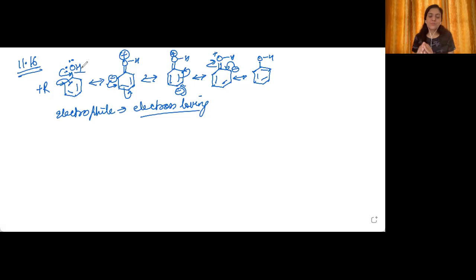Now, where will the electrophile attack? It will either attack on the ortho position or on the para position, because the negative electron density is increasing at these two positions. There is no impact on the meta position. So the incoming electrophile will not attack on the meta position, but it will preferably attack on the ortho and para positions. Hope this is clear to you.